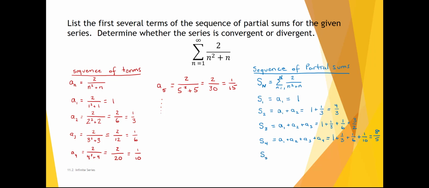The fifth term in our partial sums is a1 plus a2 plus a3 plus a4 plus a5, which is 1 plus 1/3 plus 1/6 plus 1/10 plus 1/15, which altogether gives us 5/3.